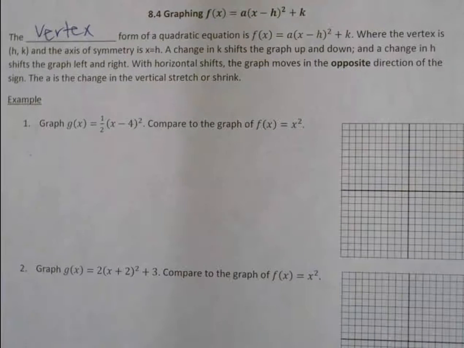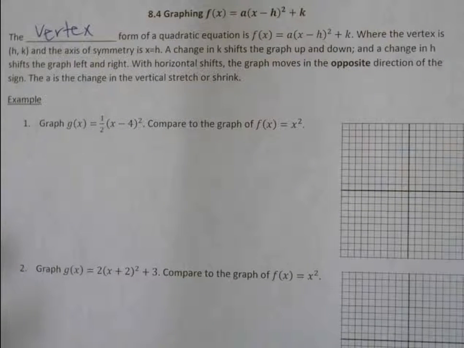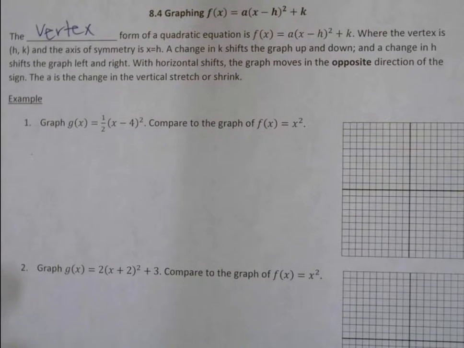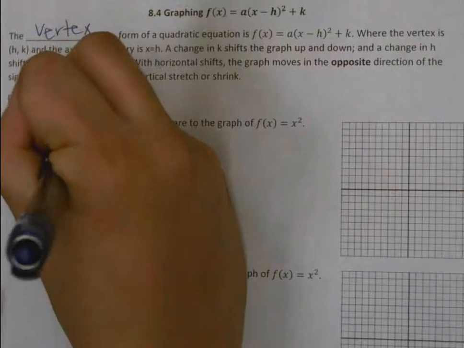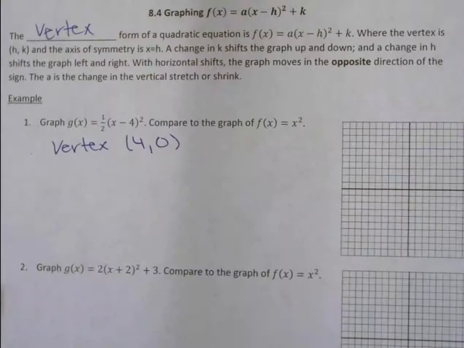So on number 1, it wants me to graph this and compare it to the graph. Before I go and graph this, can you guys tell me what my vertex is here? Close. 4, 0. Because I don't have a y value, right? I don't have a number at the end.